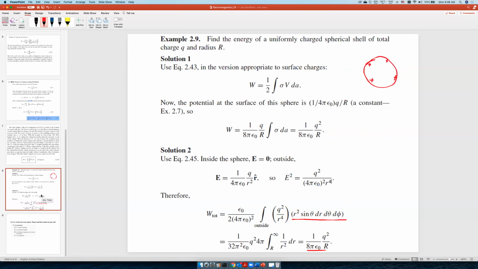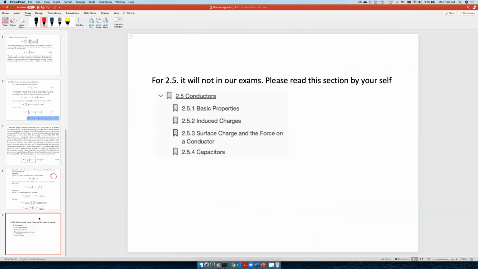Okay, so that's the way of calculating energies in two different situations. The first situation is a set of point charges. The second situation is a continuous charge distribution. And we have given you some conclusions and equations to do the calculations. So in the homework, most of the time, you just need to use those equations to do the calculation. Okay, so that's all for this chapter.